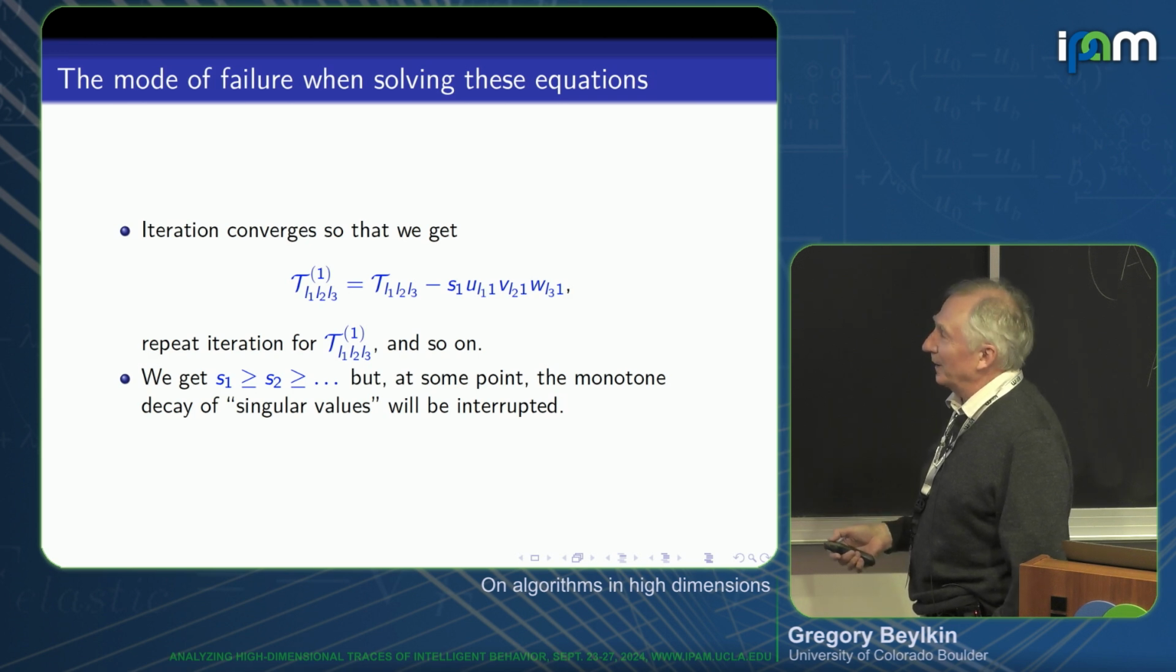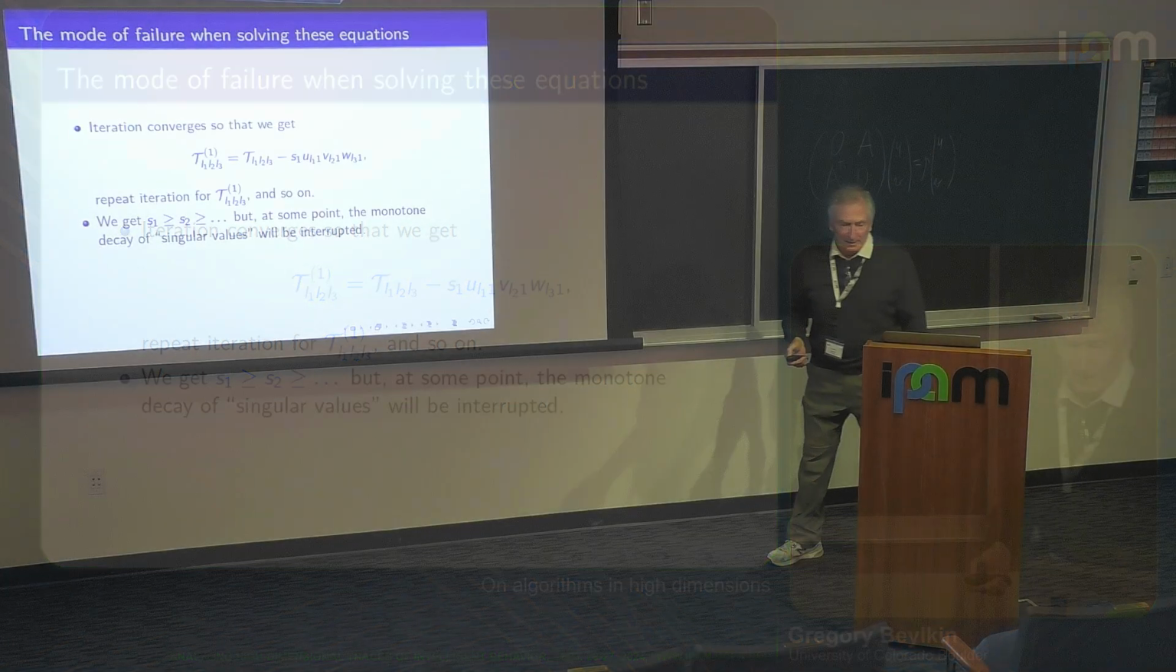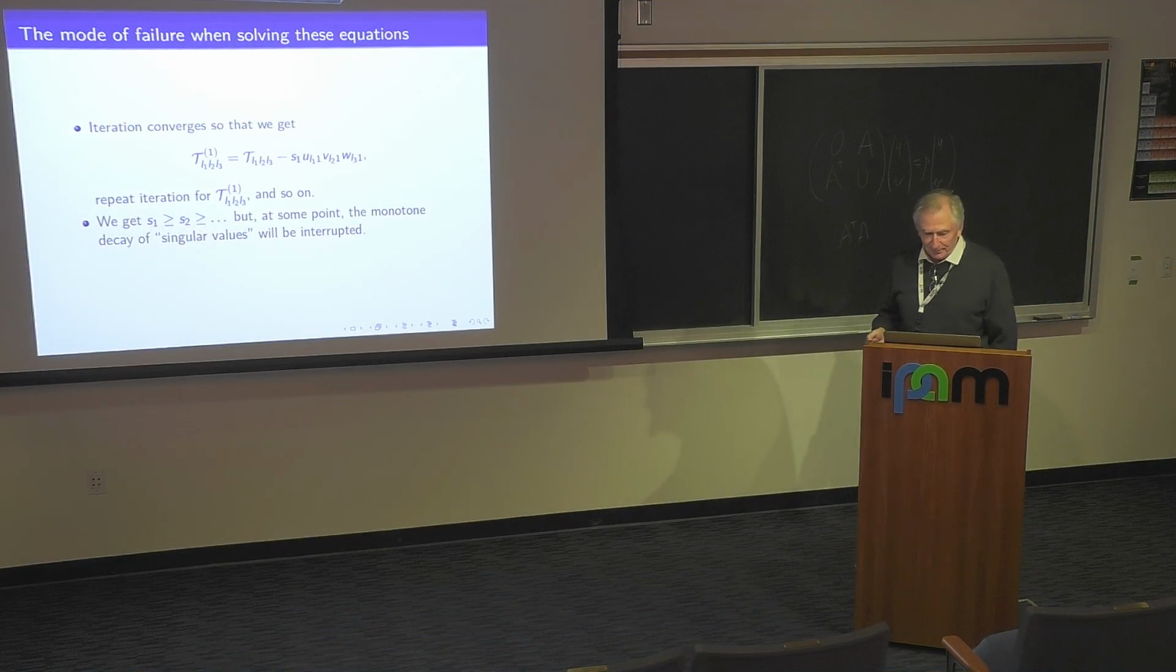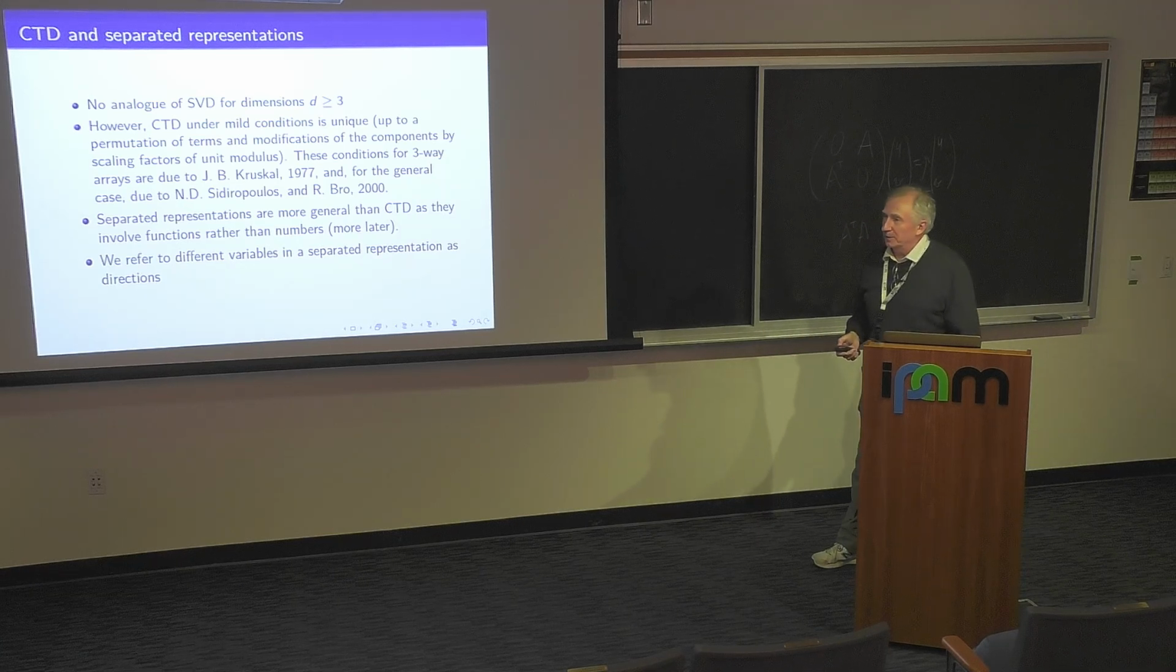So what's the mode of failure? Well, what pretend to be singular values will decay, but at some point they will stop decaying. They will start to oscillate. So this algorithm doesn't work. So there is no analog of SVD in dimension greater than 3.